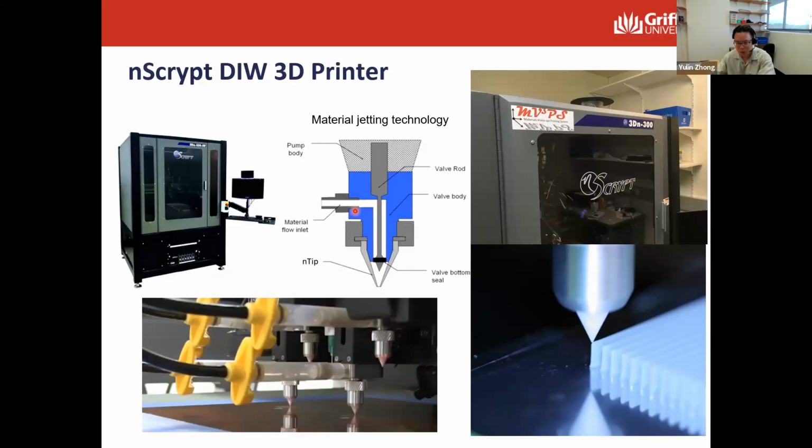But nowadays there are many different types of cheaper direct ink writing 3D printers, so you don't have to really go for the expensive type. The technology is the same. You load the material that you want to print in a syringe, and then force it out, extrude it out using compressed air.